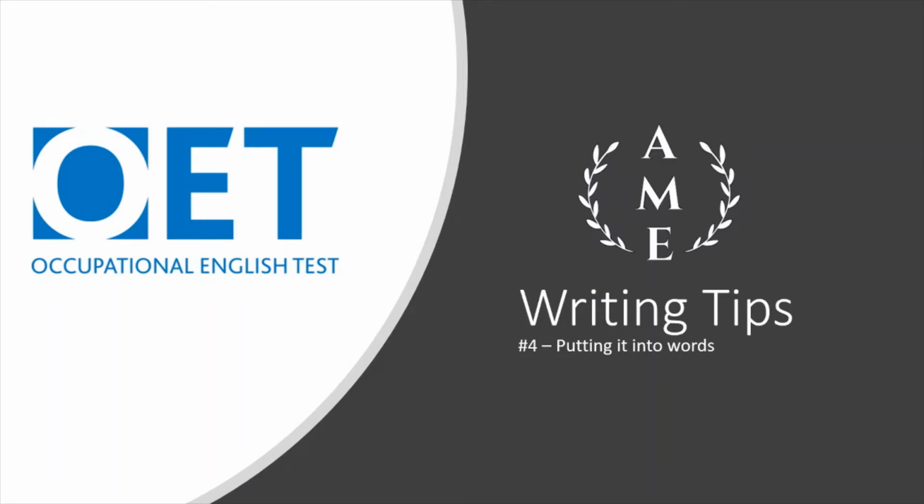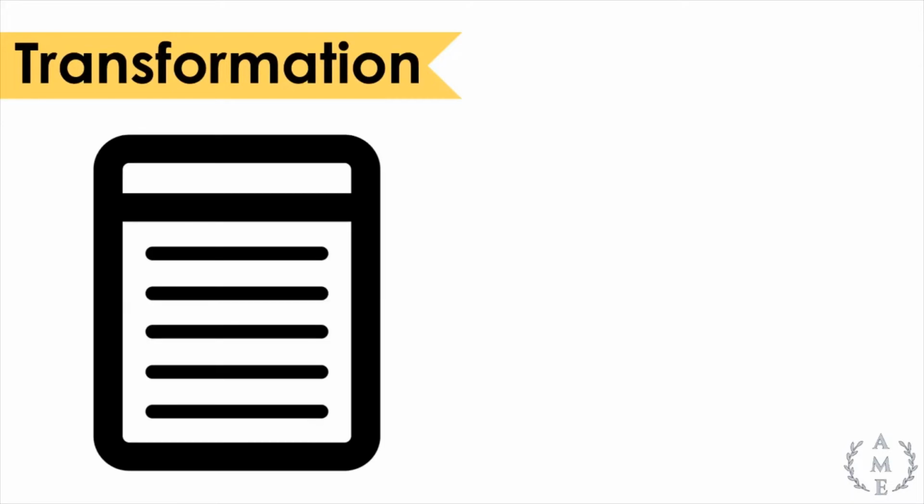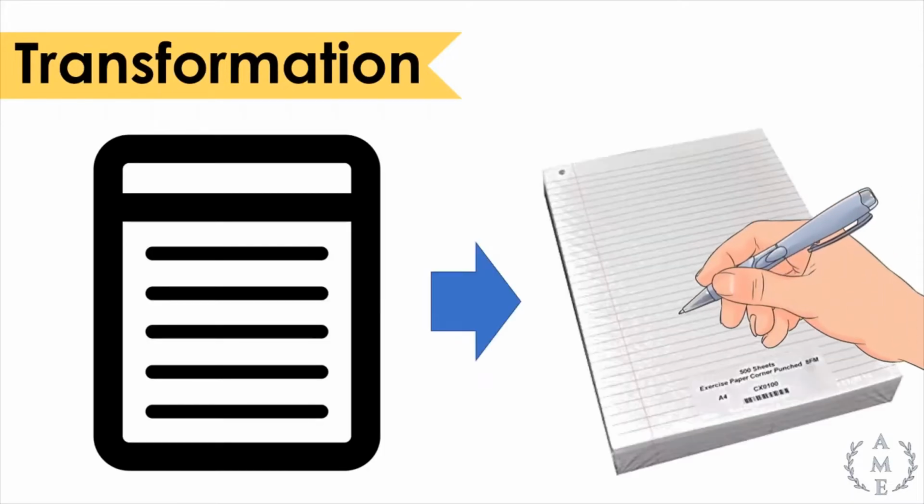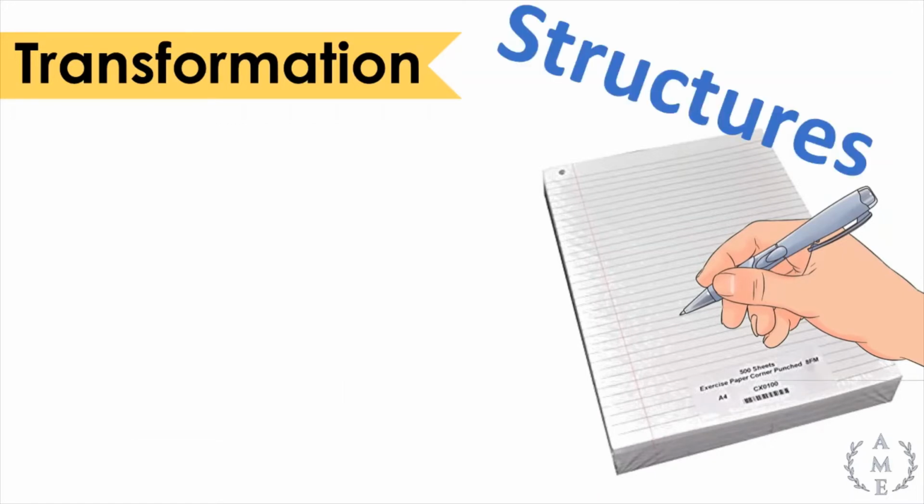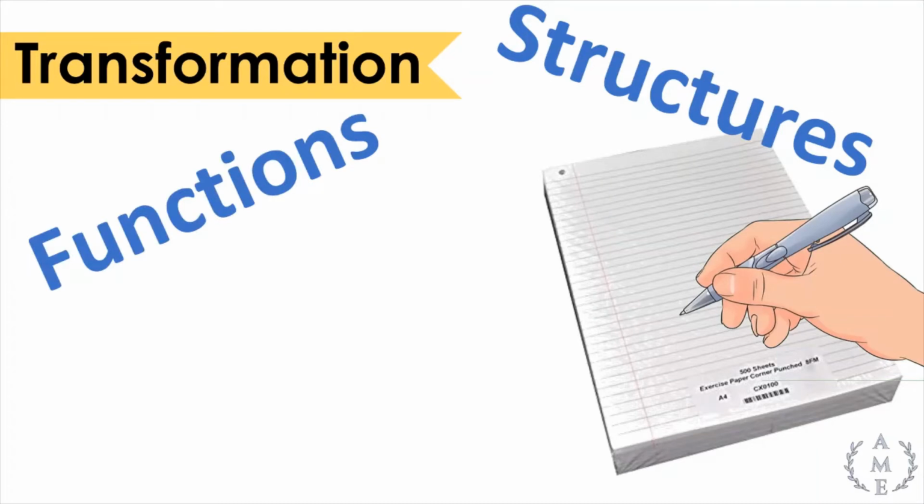In this video on the writing section of the OET exam, we will look at how to take the information contained in your case notes and put it into full sentences for the purpose of writing your letter. Now, of course, there are several different structures we can use for each function. For example, different ways of showing the cause and effect of certain actions, and we will look at some of these today. But that is not to say that all options are equally good.